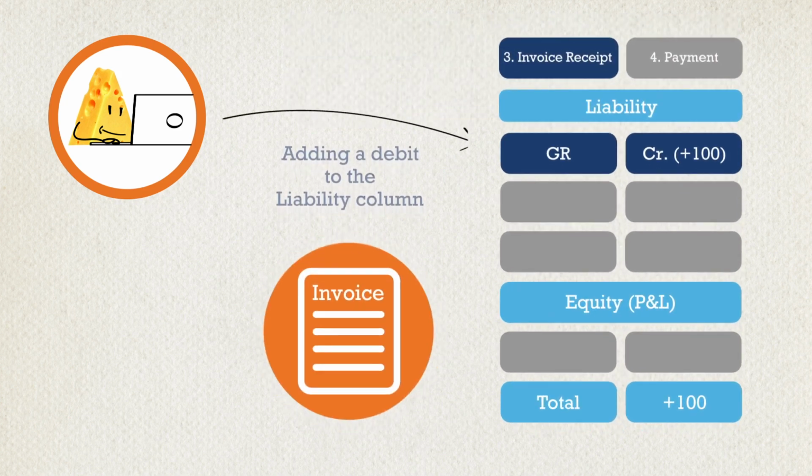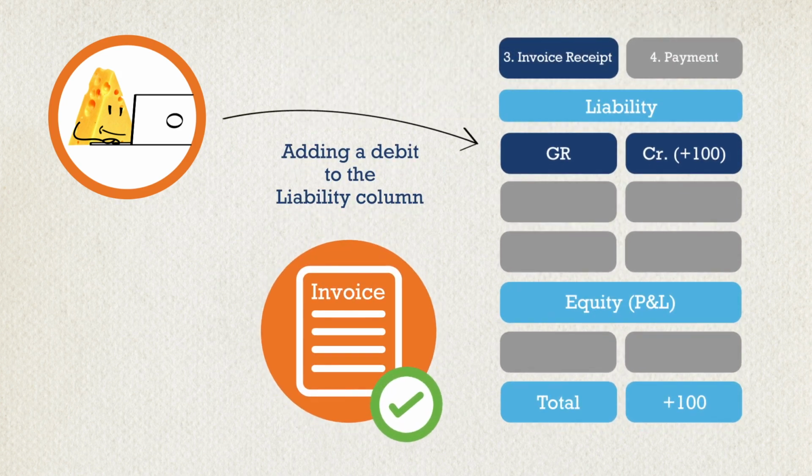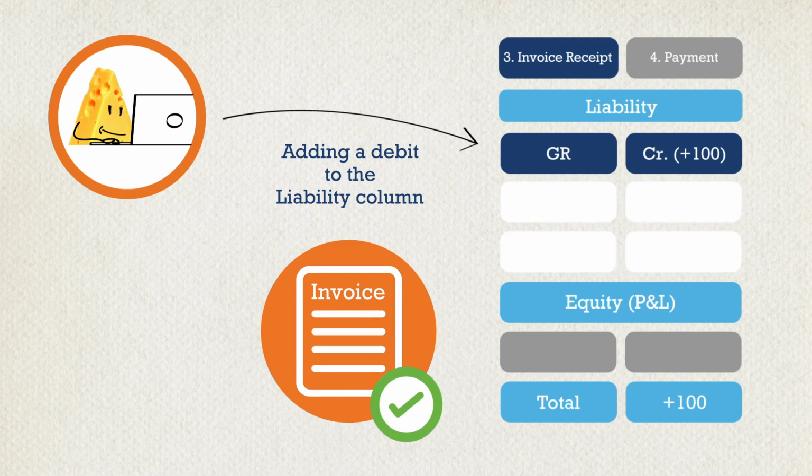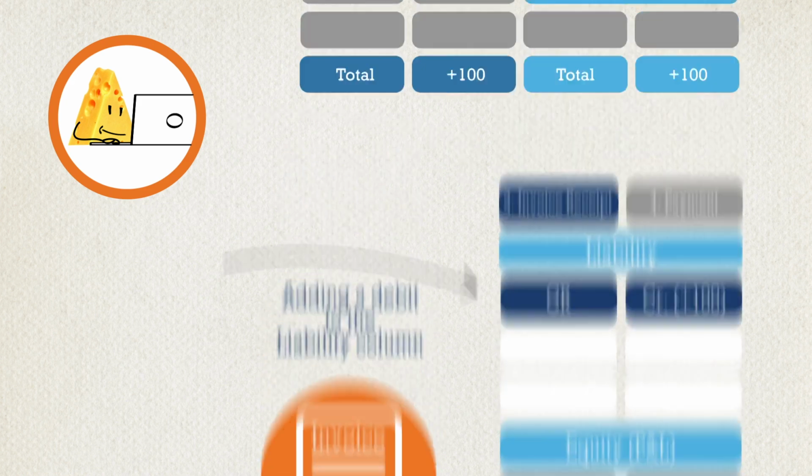Next, Katerina checks if the invoices for the goods have been correctly received. Once that happens, they're booked against the goods receipt. The invoice posting is registered as a credit to the liability column as accounts payable, or AP, against the goods receipt provision, which is then cleared up.